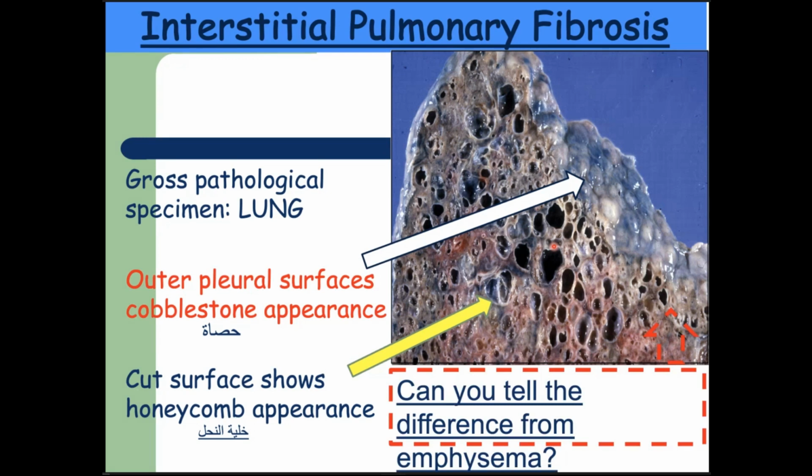So how can we differentiate it from emphysema? In emphysema, there's destruction of the walls, and there's no fibrosis. And in this condition, there's no destruction, but more fibrosis. That will make these big spaces because of the fibrosis. It will pull together and cause fibrosis. And in emphysema, there's no fibrosis.